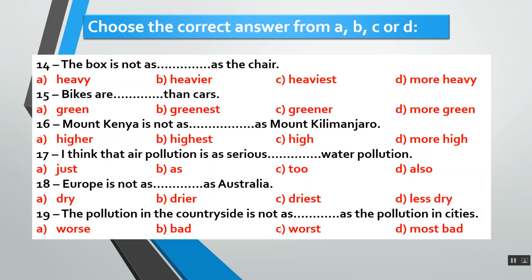Okay, let's see the answers. The box is not as heavy as the chair. Bikes are greener than cars. Mount Kenya is not as high as Mount Kilimanjaro. I think that air pollution is as serious as water pollution. Europe is not as dry as Australia. The pollution in the countryside is not as bad as the pollution in cities.